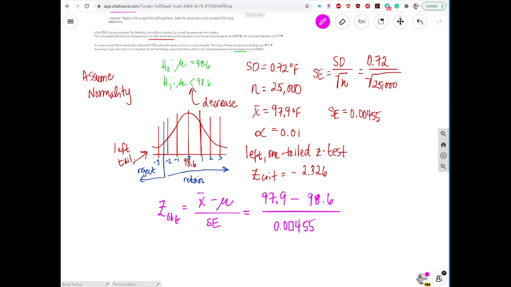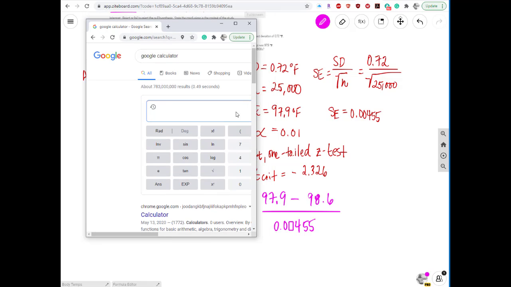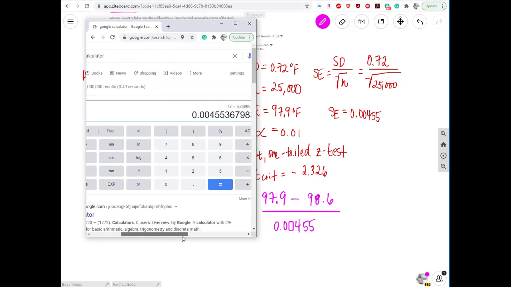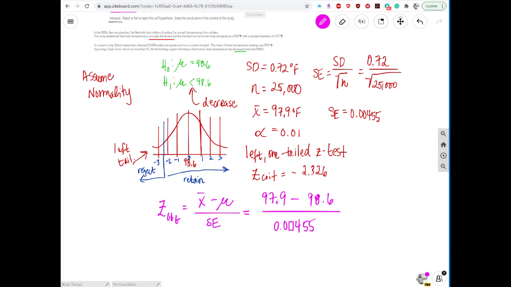Okay, alrighty. So here is my Google Calculator. I'm going to go ahead and make it just a little bit smaller so I can see everything. Okay, here we go. And I'm going to clear this out. So I've got 97.9 minus 98.6 equals, and I'm going to divide that by 0.00455, and I get a Z-score of negative 153.8.